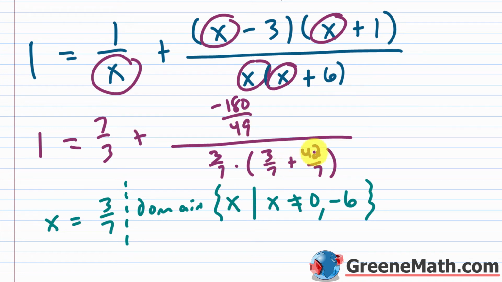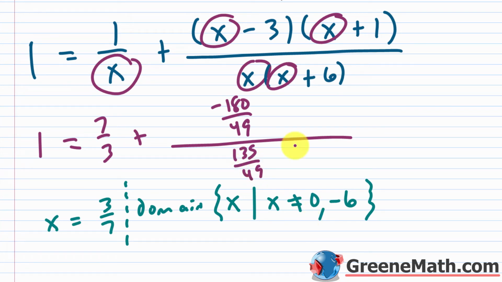Down here, 3 plus 42 is 45. So this would be 45 over 7. And if I multiply here, nothing's going to cancel. So 3 times 45, that's 135. And that would be over 7 times 7, which is 49. So this is 135 over 49.